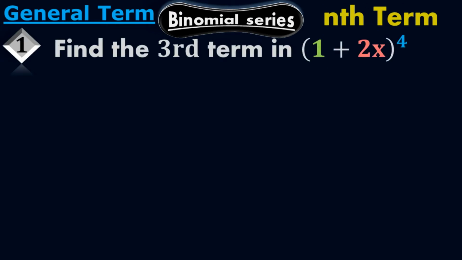Example number 1. Find the third term in (1 + 2x)^4. The question asks to find the third term in (1 + 2x)^4. This is the given binomial expression. I want to find the third term. I need that specific term because we are talking about the nth term. n can be any number. Nth term means can be any term. How to calculate the third term?